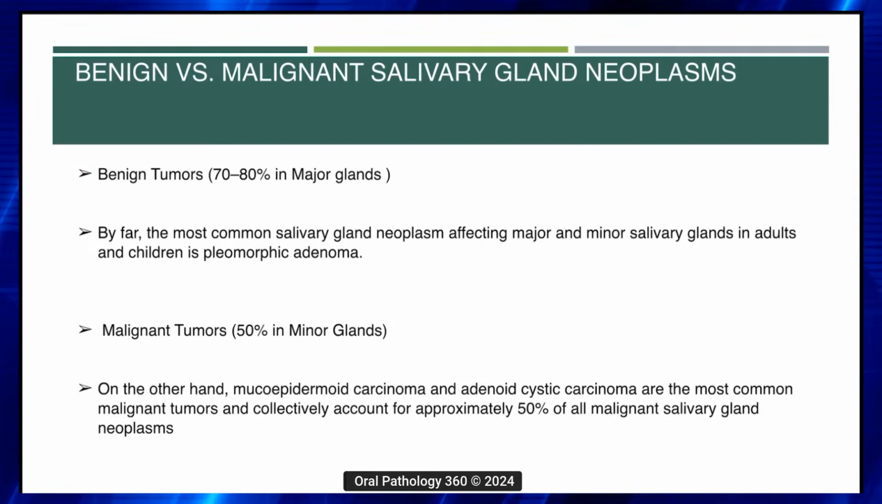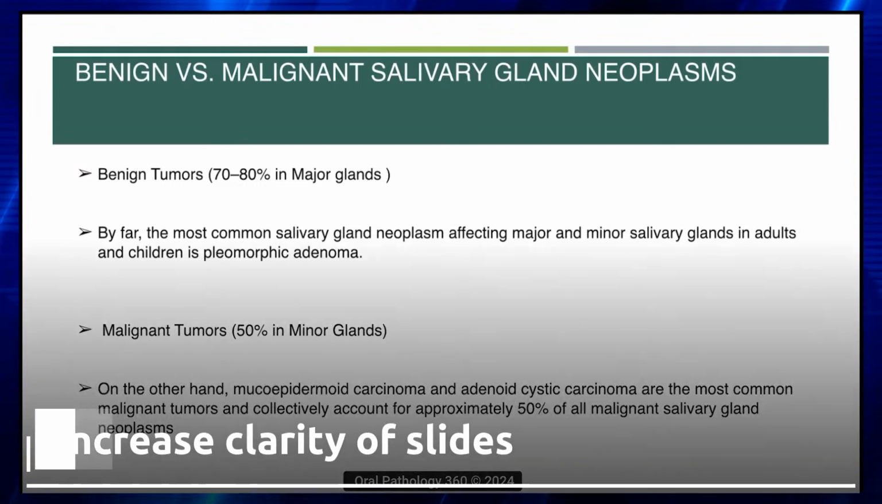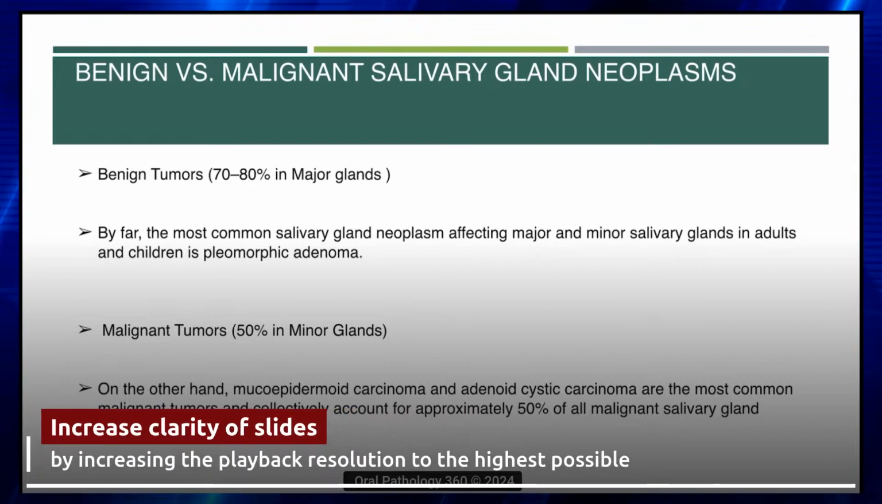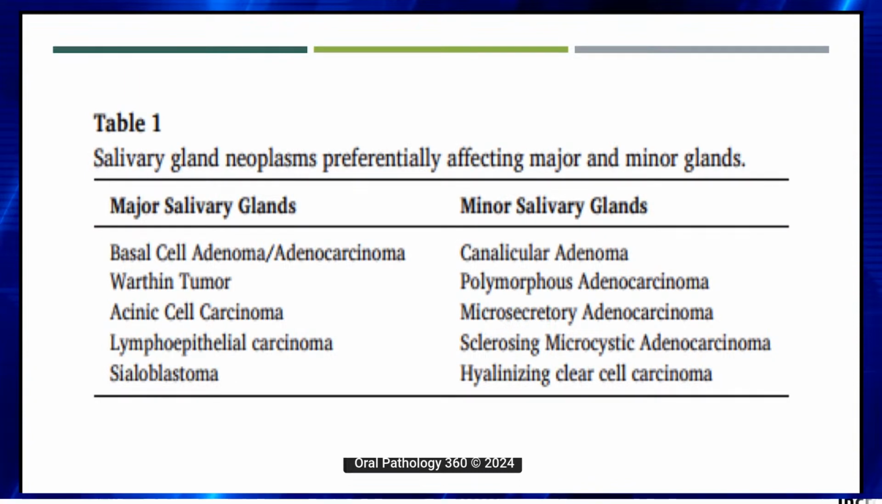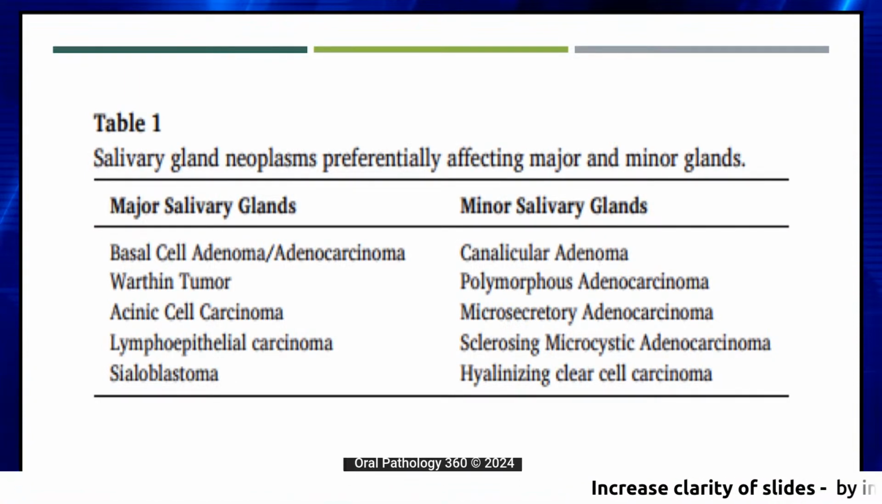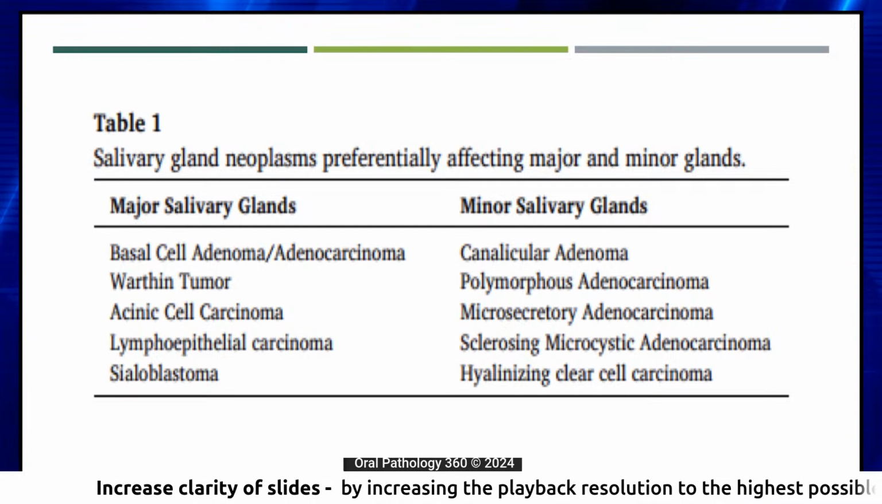In contrast, around 50% of tumors occurring in minor salivary glands are malignant. The most common malignant tumors are mucoepidermoid carcinoma and adenoid cystic carcinoma, collectively accounting for approximately half of all malignant salivary gland neoplasms. Let's explore the distinct preferences of certain tumors for major and minor salivary glands as outlined in Table 1. Recognizing these preferences is crucial for accurate diagnosis and targeted treatment strategies. Let's take a closer look at these specific tumor types and their distinctive characteristics.